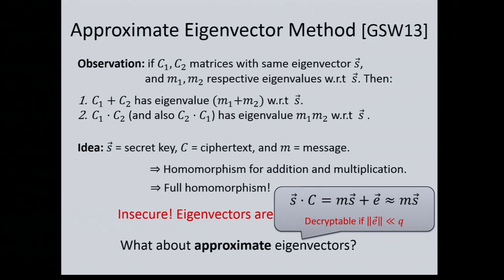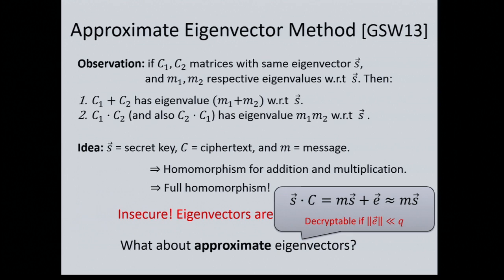But we're sort of relaxing this condition, and this is the approximate eigenvector idea. And for now, take it on faith that when we are able to achieve this schema, then such ciphertexts are going to be decryptable, so long as this noise vector has a very low norm, and this norm needs to be much smaller than q. Q is the modulus that we work over.